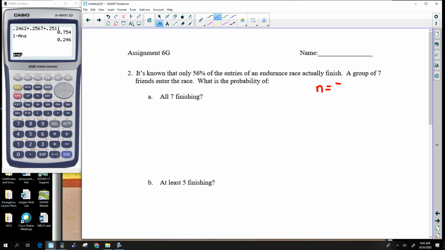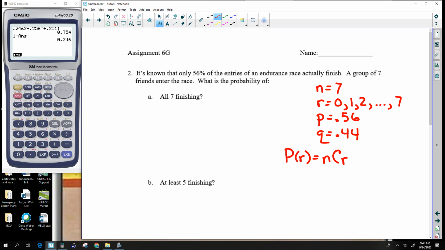Total number is 7. The number of successes would be 0, 1, 2, up to 7. Probability of success is 56%. Failure will be 44%. The formula that I'm using is NCR, P to the R, Q to the N minus R. I have to put that into parentheses.